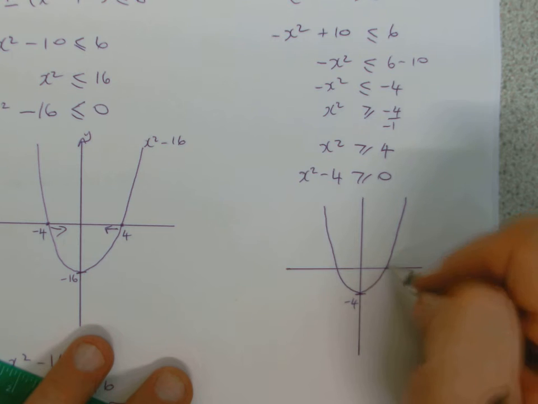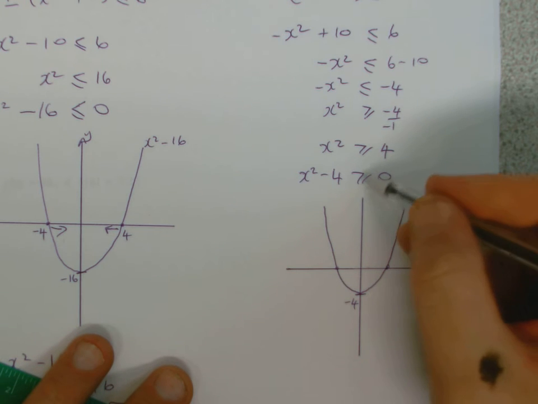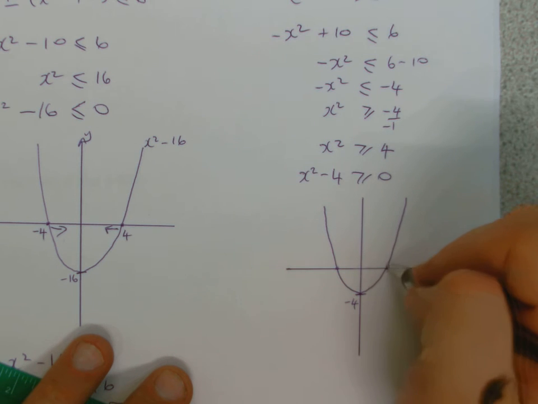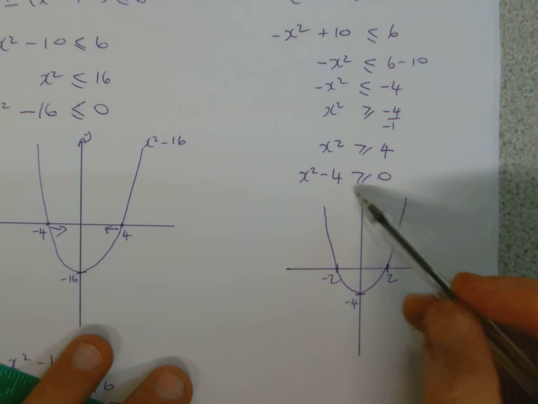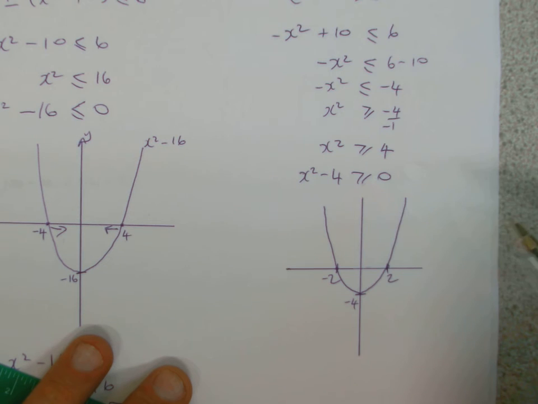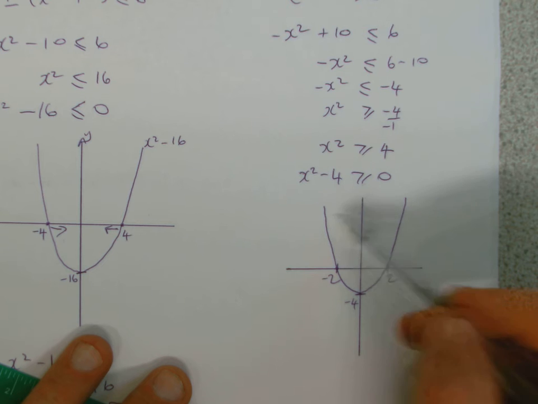Let's think about what these values would be. These are the critical points, don't forget. Obviously, you put this equal to 0, right? And of course, if you work it out, you'd end up having 2 there and negative 2 there. All right? Now, look at what we want here. We want this graph to be greater than 0. So we're interested in this bit of the graph here, aren't we? And this bit.